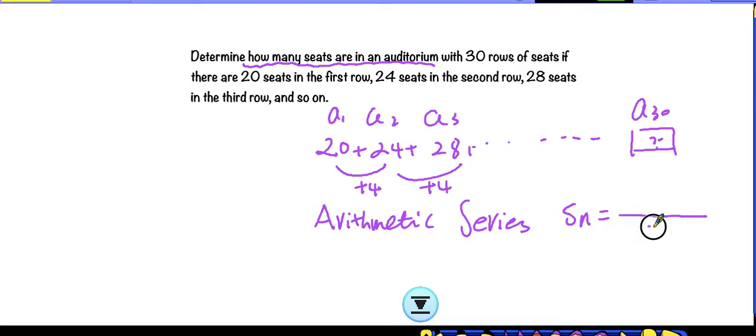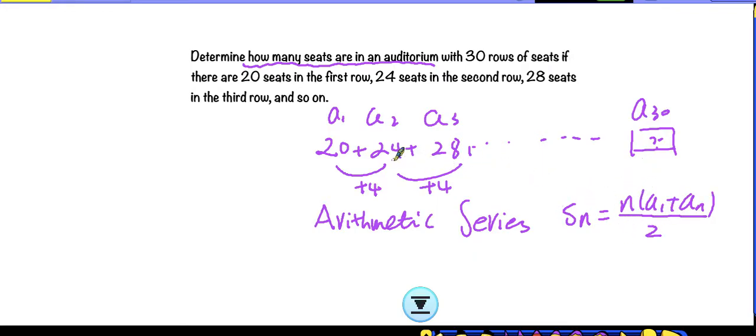This formula says, to add all terms together in an arithmetic sequence, I don't need to manually add all the numbers. I can just use this formula. To use it, I need to know the total number of terms, how many terms I am adding, what the first term is, and what the last term is. Let's say I want to add the first 15 terms. So n is going to be 15, a1 is the first term, and then the value of the 15th term.